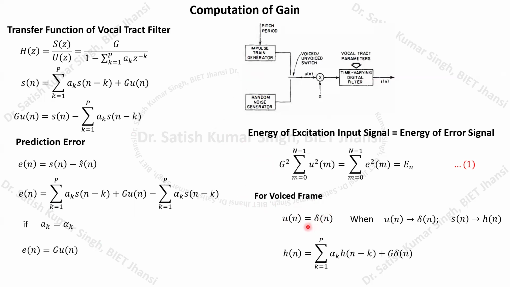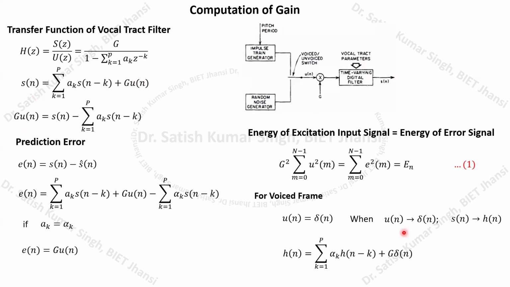So here I'm just denoting it like unit sample, or you can say unit impulse. When u[n] equals delta[n], the response of the system s[n]. Whenever u[n] is delta[n], because we are applying the unit impulse, the response s[n] will be denoted by h[n], which is the impulse response of the system, right?